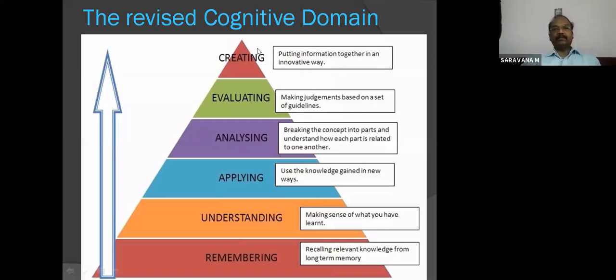So finally, creativity. We are giving the trainees or learners the chance to use their own thinking capacity or creativity. They can try to make new things. It may be writing a new program, or designing a new object, or stitching a new design or garment, or whatever it may be. It depends on the particular field. So remembering, understanding, applying, analyzing, evaluating, creating is the revised cognitive domain of Bloom's taxonomy.